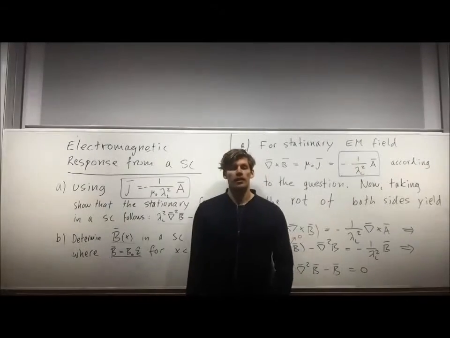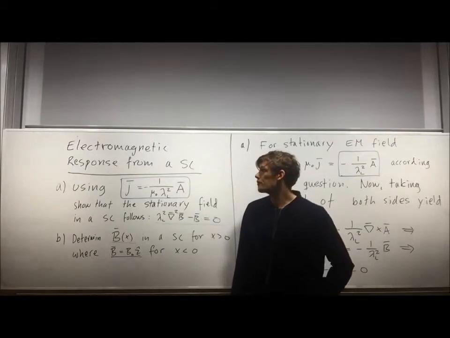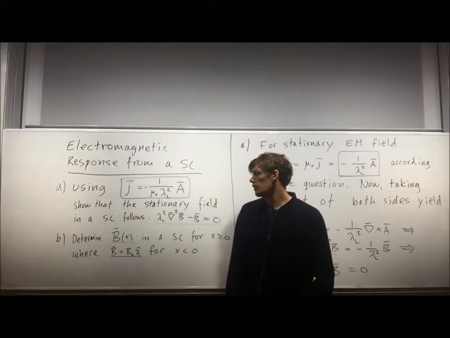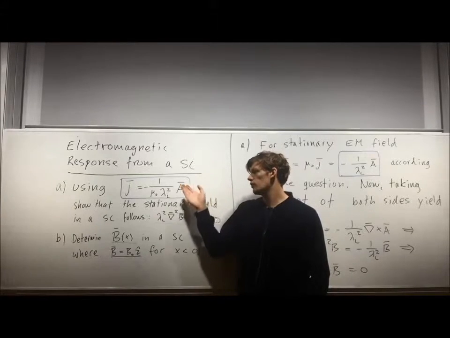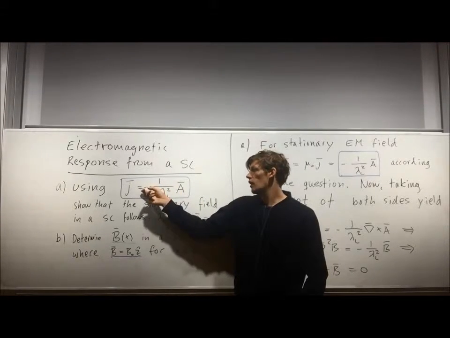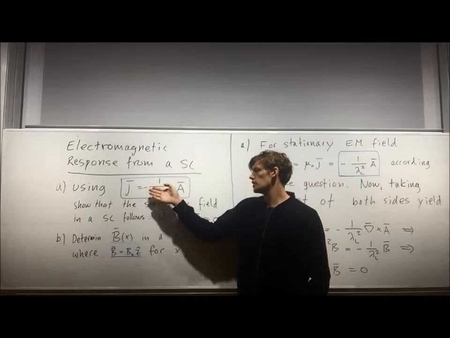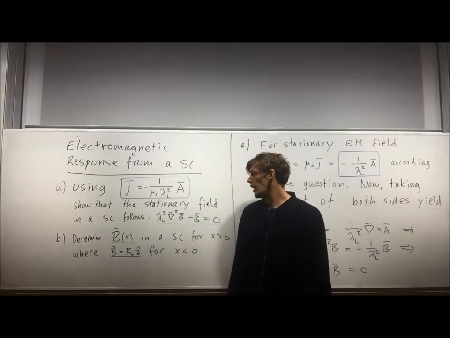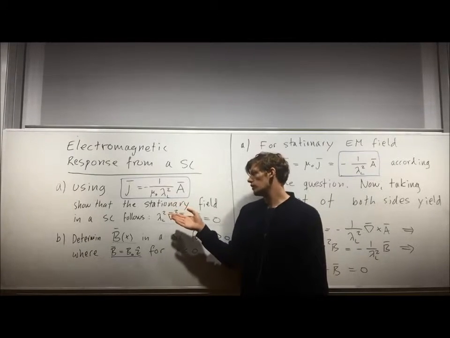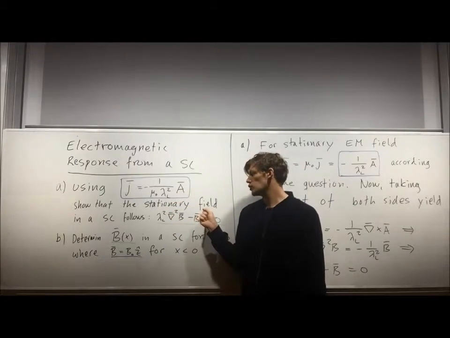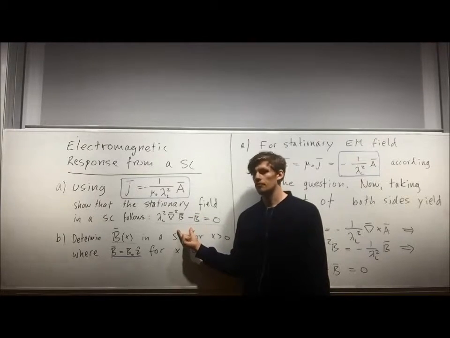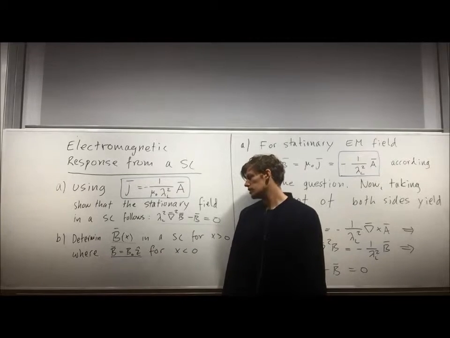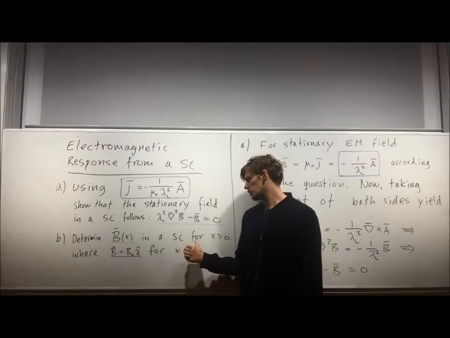Hi. In this exercise, we're concerned with a superconductor, and we're going to look at the electromagnetic response from a superconductor. London postulated that we can use this relation, that the electric current is proportional to the electromagnetic potential. We would like to show that in a stationary case, in a superconductor, we get this equation. And for B, we would like to determine what the magnetic field is in the superconductor.